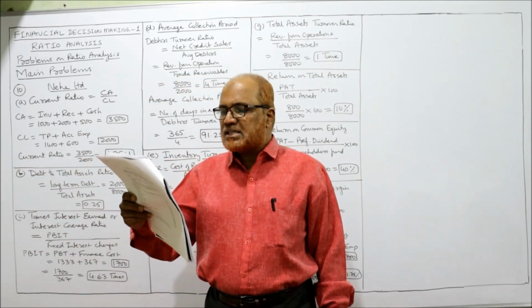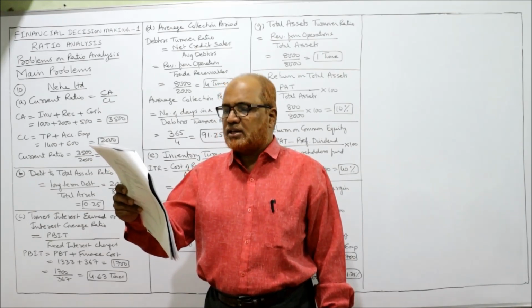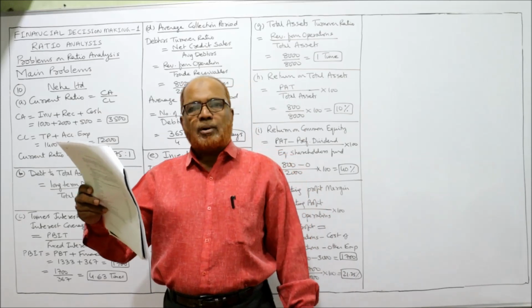Now the asset side: fixed assets 4,500. Current assets consist of inventory, receivables and cash equivalent. So the balance sheet is completely given.